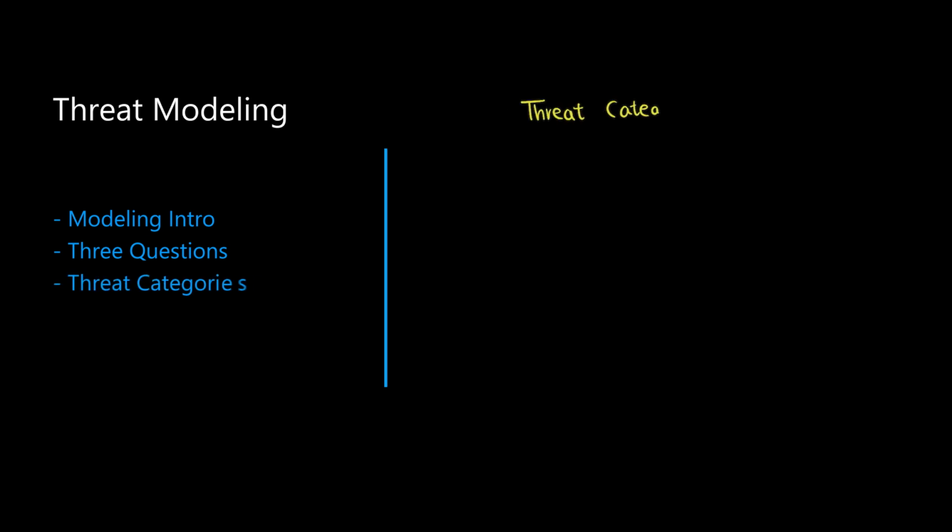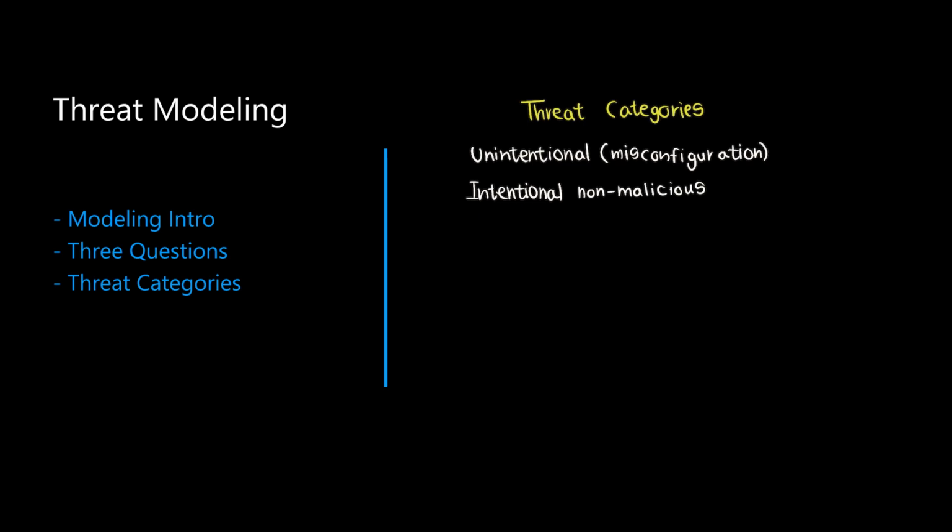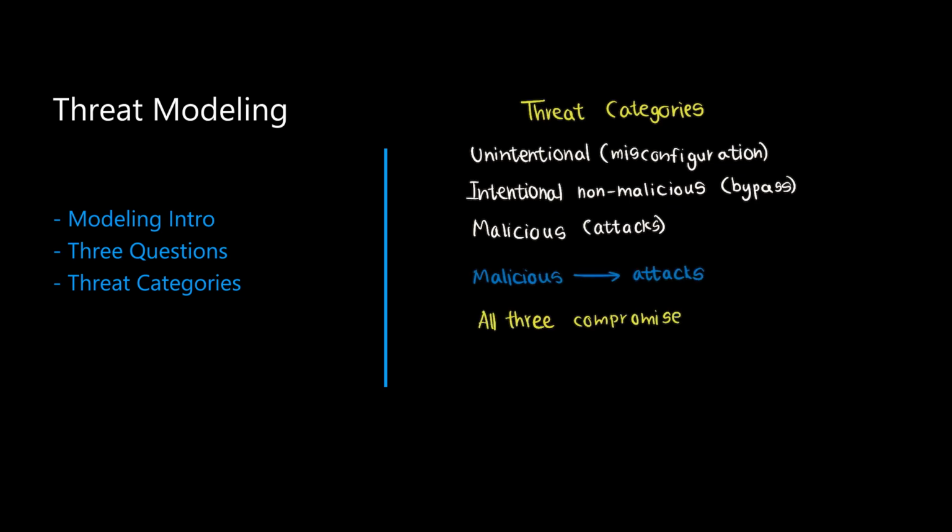Threats to software can be categorized by intentionality. A threat might be unintentional, like a misconfiguration. It might be intentional but not malicious, like a well-meaning employee who bypasses a control for convenience. Or it might be outright malicious, which is what we typically mean when we talk about attacks. Only malicious threats result in actual attacks, but all three categories can compromise security.